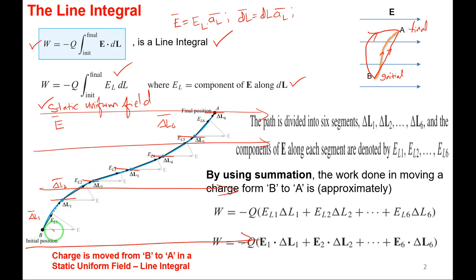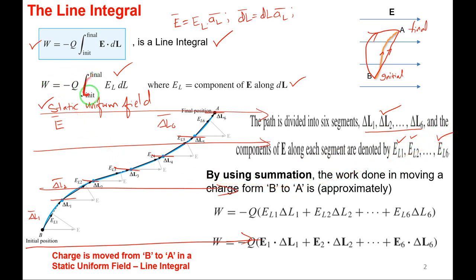Then the component of the field is acting in this direction, from left to right everywhere, right? The component of the field along the line segment delta L1, let us call it EL1 here. The component of the field along the line segment delta L2 is EL2, represented here. Similarly EL3, EL4 till EL6 along the different line segments. So delta L1 to delta L6 are called differential line segments. We have divided into 6 line segments, and the components of the field along the line segments delta L1 to delta L6 are given by EL1, EL2 and so on till EL6.